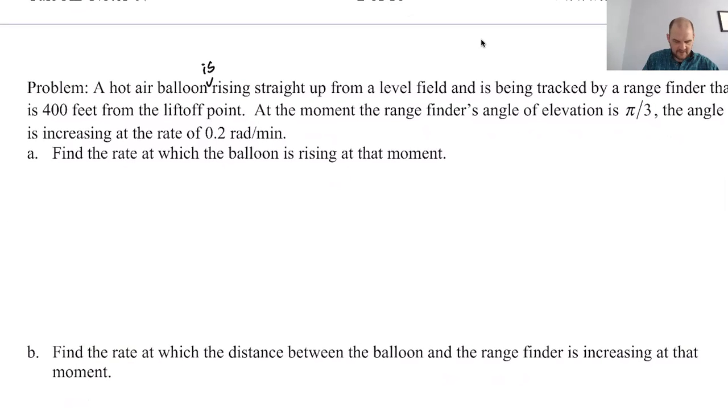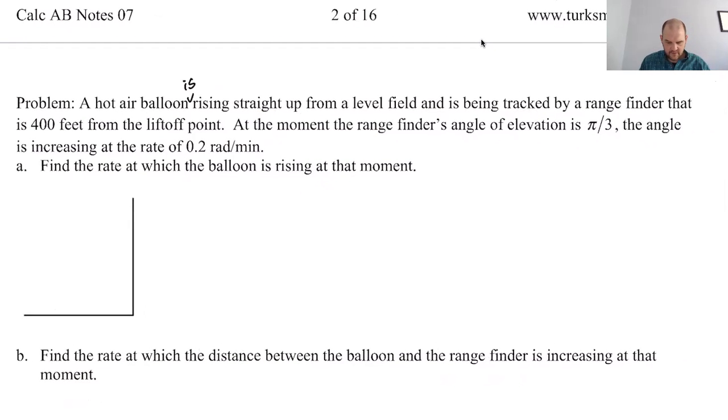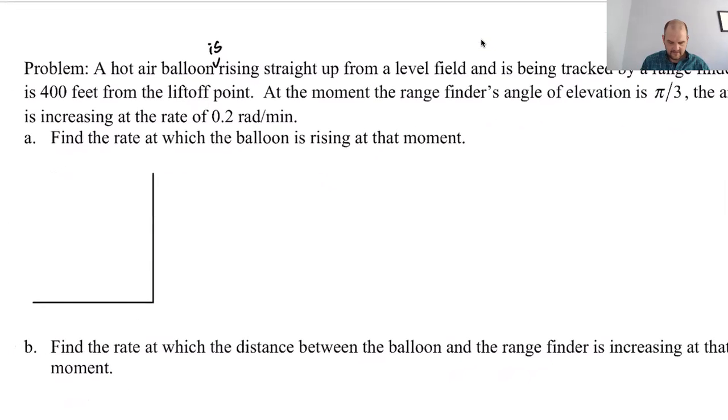Let's try to draw a picture though. So we have our balloon. There you go. That's our balloon. We have a rangefinder that is 400 feet away. Okay. And then what are we trying to find? We're trying to find the rate at which the balloon is rising. Okay, I'm going to finish the triangle because, you know, that's what you do.